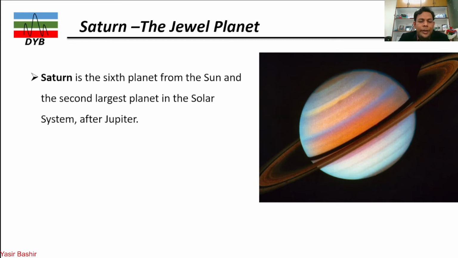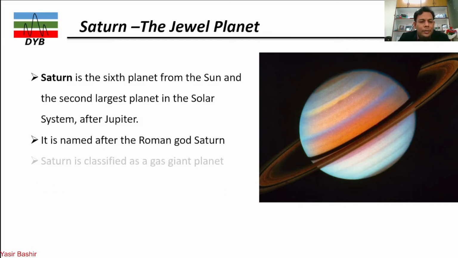The planet Saturn is the sixth planet from the Sun and the second largest planet of the solar system after Jupiter. So Jupiter is the largest planet, then the second one is Saturn. It is named after the Roman god Saturn.